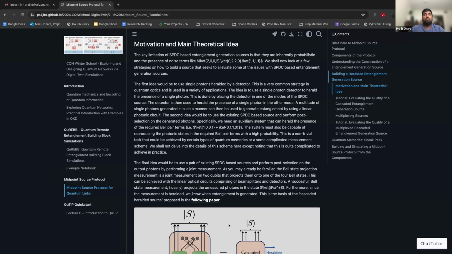So this is the famous Bell state projection measurement, which is a joint measurement for two qubits that can project them into one of four Bell states.